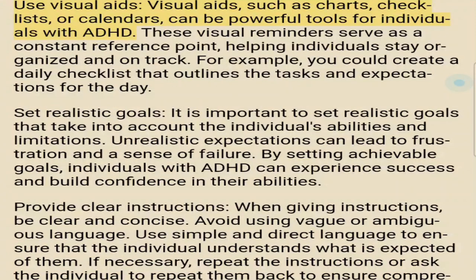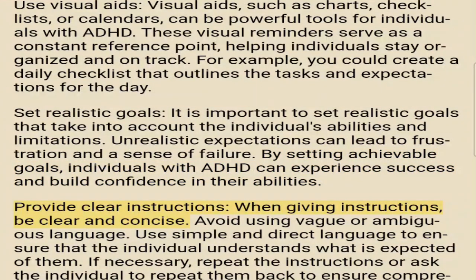Use visual aids. Visual aids, such as charts, checklists, or calendars, can be powerful tools for individuals with ADHD. These visual reminders serve as a constant reference point, helping individuals stay organized and on track. For example, you could create a daily checklist that outlines the tasks and expectations for the day. Set realistic goals. It is important to set realistic goals that take into account the individual's abilities and limitations. Unrealistic expectations can lead to frustration and a sense of failure. By setting achievable goals, individuals with ADHD can experience success and build confidence in their abilities.